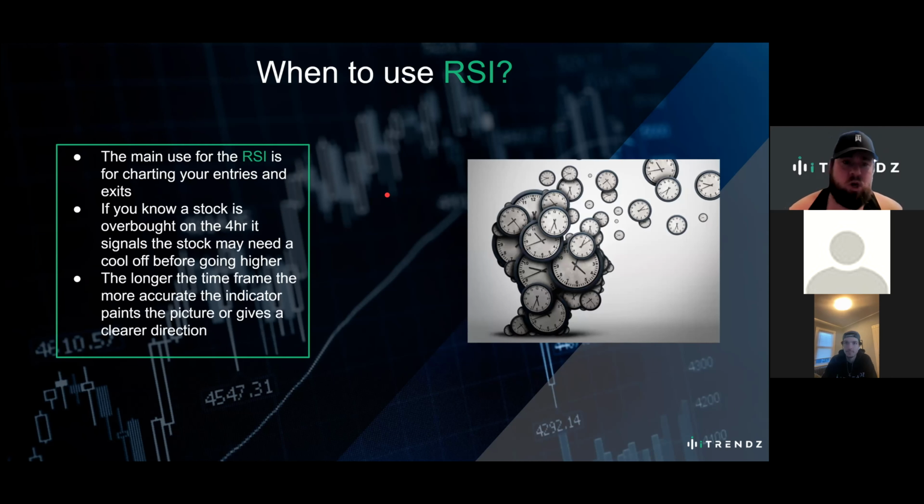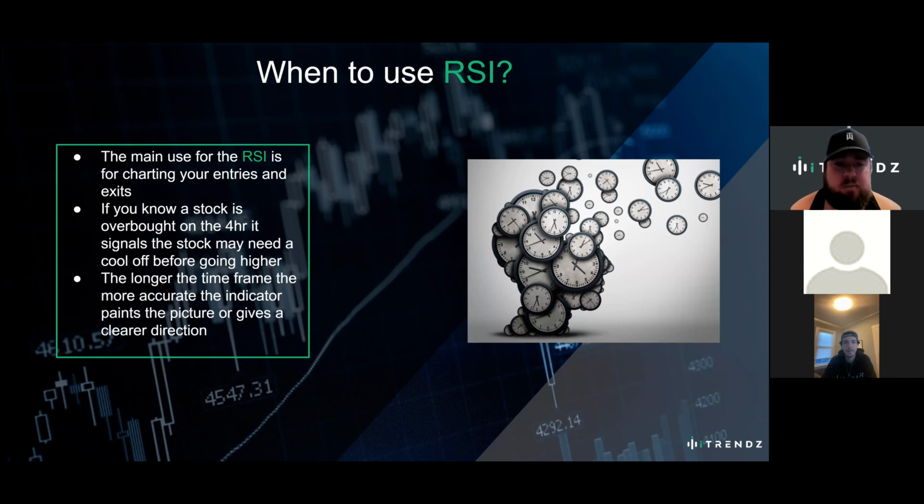So when to use RSI? For RSI, the main purpose we use it for is charting our entries and exits. We want to see if the stock has crossed its midpoint, which is going to be at 50. Normally, like I said, overbought is going to be at 70. Your oversold is going to be at 30. When a stock crosses the midline at that 50, you can tell that the direction is starting to change. We'll also go over a couple of indicators that highlight that as well.